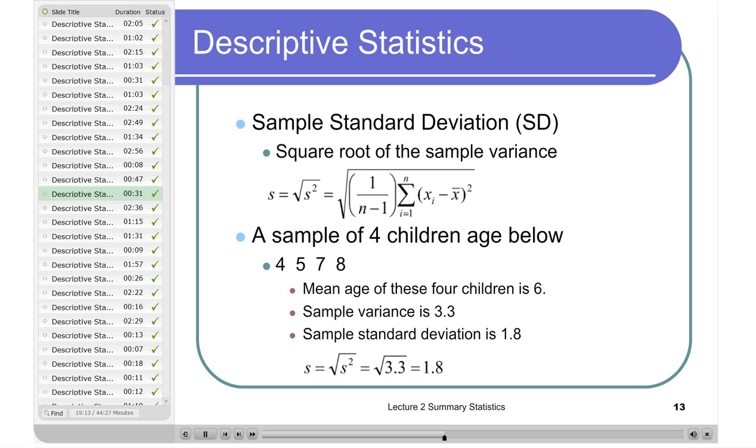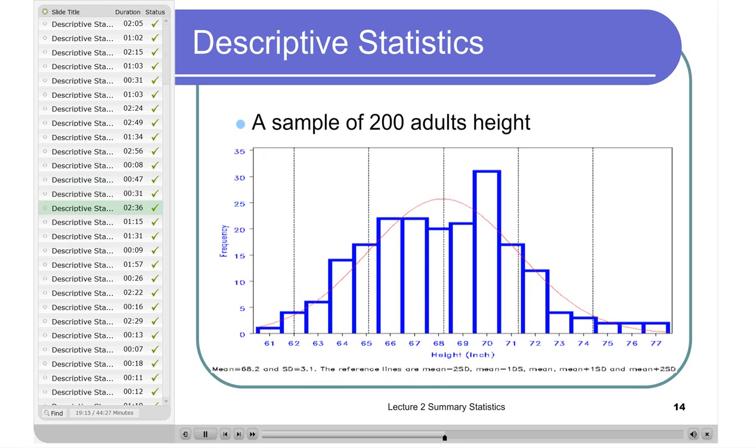Nice and simple. This slide has a histogram for a sample of 200 adults' heights. A histogram is just a bar graph that we use to display statistical data. On the x-axis, we put the variable of interest to us, which is height in this case, and we're measuring height in inches here. On the y-axis, we put frequency, which is the number of people in each category.